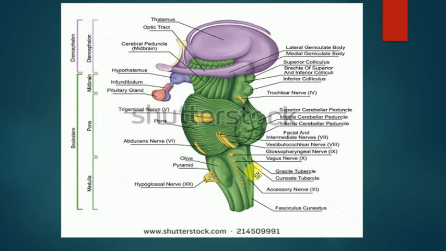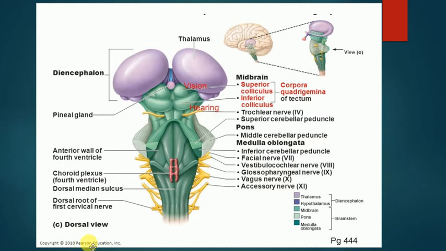Here we can see the gracile tubercle. Here is the gracile tubercle, and this is the fasciculus. Here is the cuneate tubercle, and here is the fasciculus cuneatus, that means cuneate fasciculus. We can see another picture, dorsal view of the medulla oblongata.